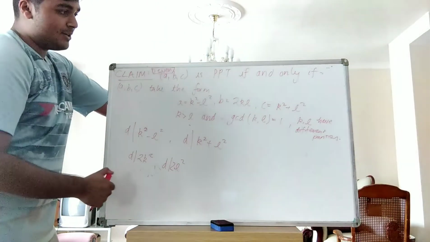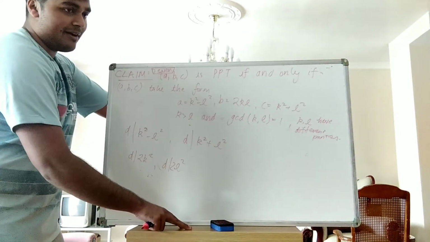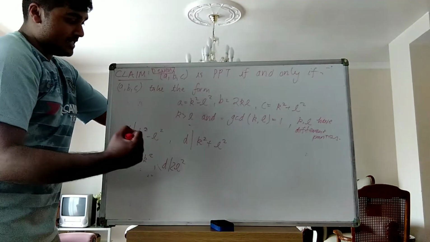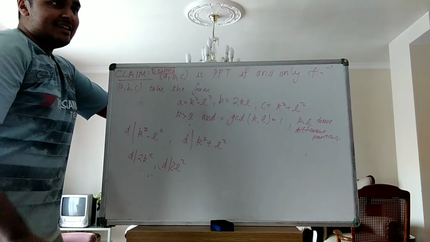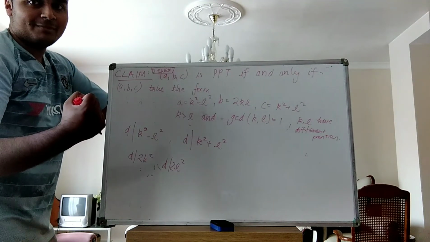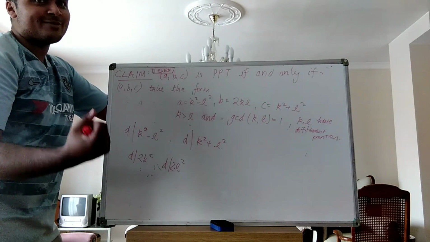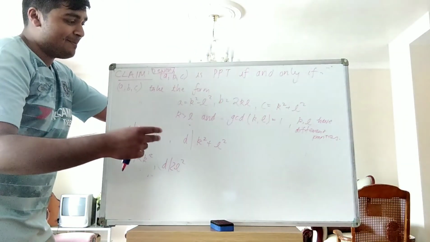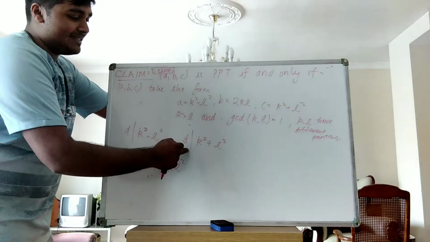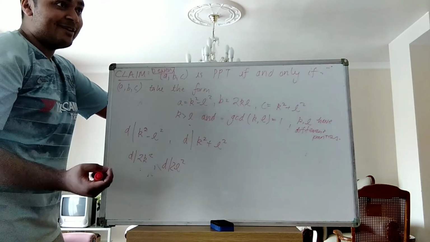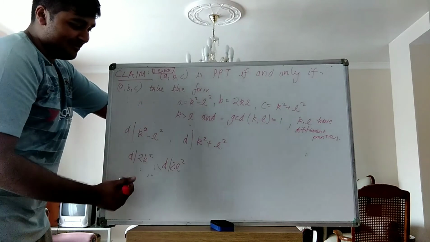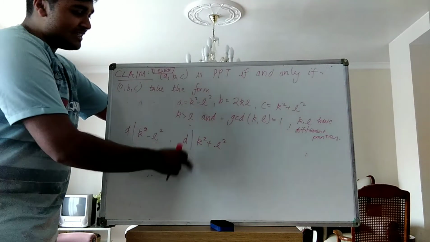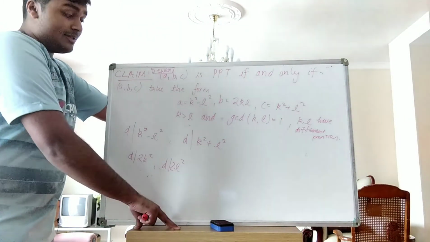Now, because K and L have different parities, i.e. one is odd and one is even, that means that K squared plus L squared is going to be an odd number squared plus an even number squared, which is an odd plus an even, which is an odd. So that means that D divides an odd number. So that means D must be odd, because obviously no even numbers divide an odd number. Okay, so D is odd.